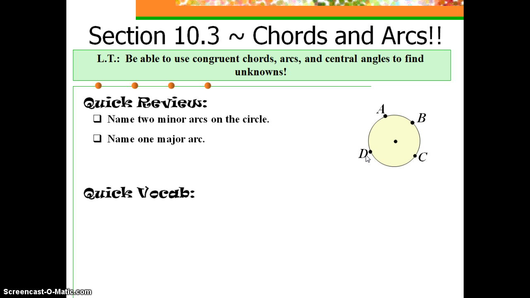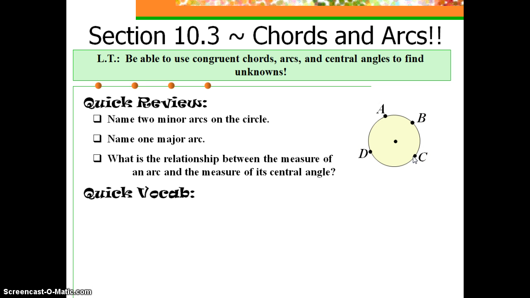Name one major arc. Remember, a major arc has to be more than 180 degrees. So B, C, D looks like that could be just over 180. If you wanted to be for sure over 180, you could do D, A, C. That's a huge part of the circle.